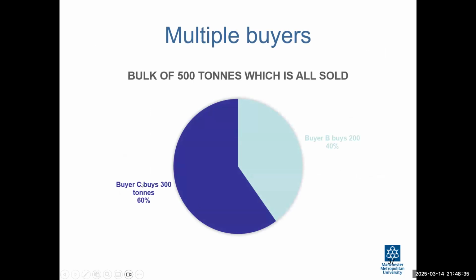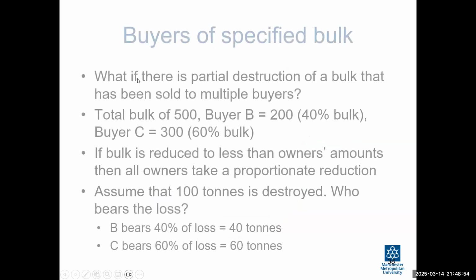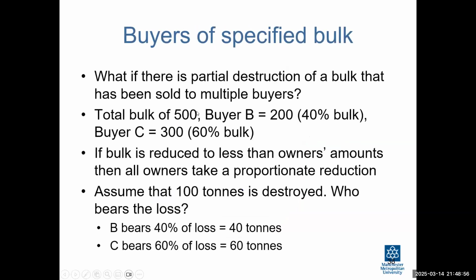So let's look at a situation that doesn't involve the seller, but involves the buyer and other buyers. So we have buyer B that buys 200 and buyer C buys 300 of the 500. What will happen if there is a partial destruction of that 500? So say out of the total, we know 20% belongs to one, 30% belongs to one, 200, 300.